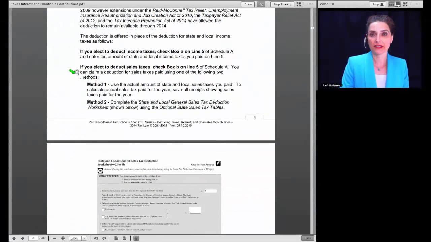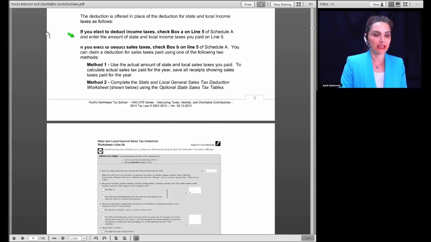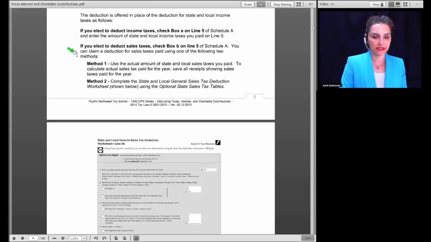Now, the state sales tax deduction is offered in place of the state income tax deduction. So you can claim either the state income tax deduction or the sales tax deduction, but not both. And if you elect to deduct income taxes, you're going to check box A on line 5 of Schedule A and then enter the amount of state and local income taxes that you paid. And if you elect to deduct sales taxes, you're going to check box B and you will claim a deduction for sales taxes that you paid using one of the following 2 methods.